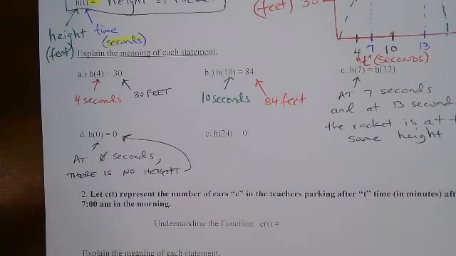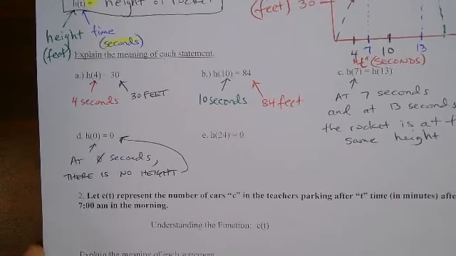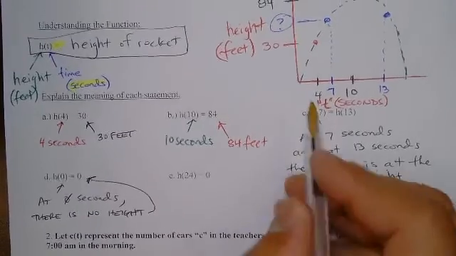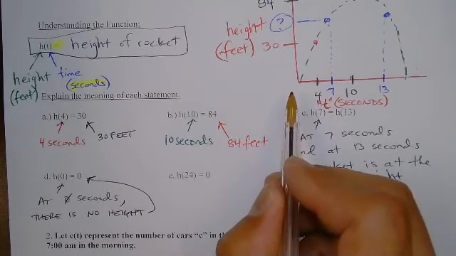There is no height. And that's what this other 0 stands for. At 0 seconds, we haven't launched it. We're not going to look up and say, hey, where's the rocket? No, it's in the floor. It hasn't left.